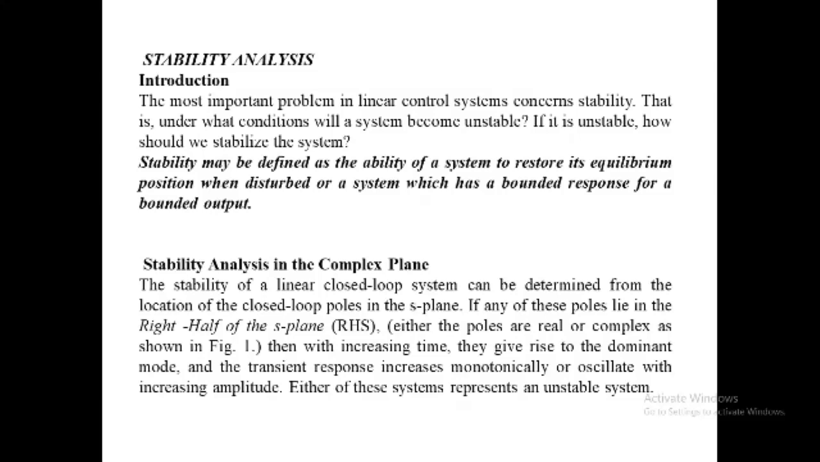Basically, the stability of a linear closed loop system can be determined from the location of the closed loop poles in the S-plane. If any of these poles lies in the right half of the S-plane, that is RHS, whether the poles are real or complex as shown in the figure, then with increasing time they give rise to a dominant mode, and the transient response increases monotonically or oscillates with increasing amplitude. Either of these represents an unstable system.